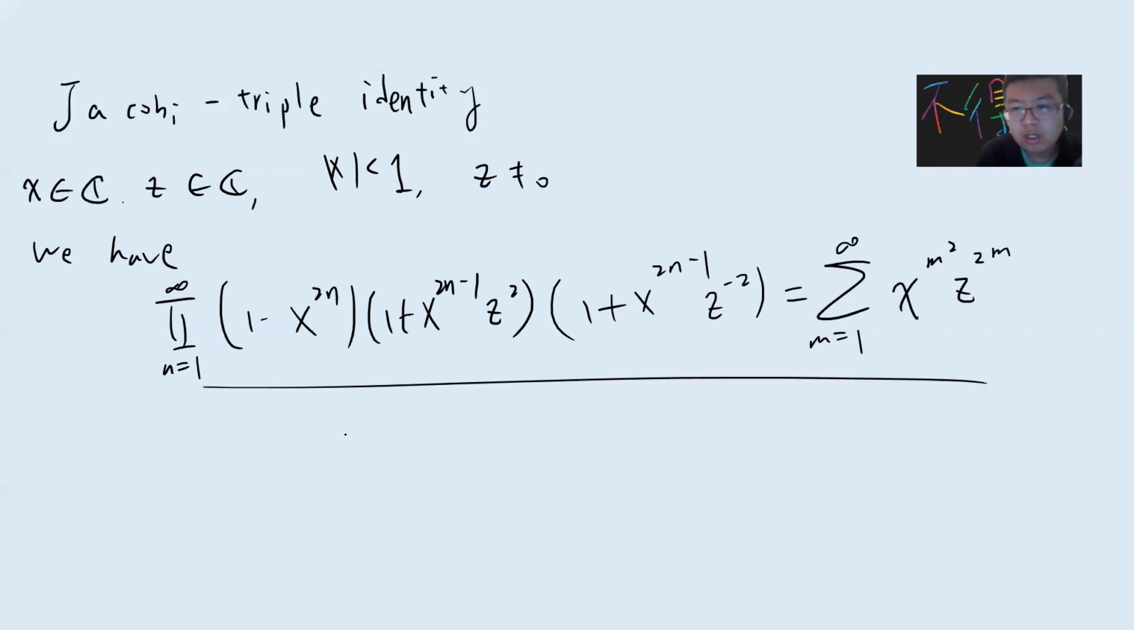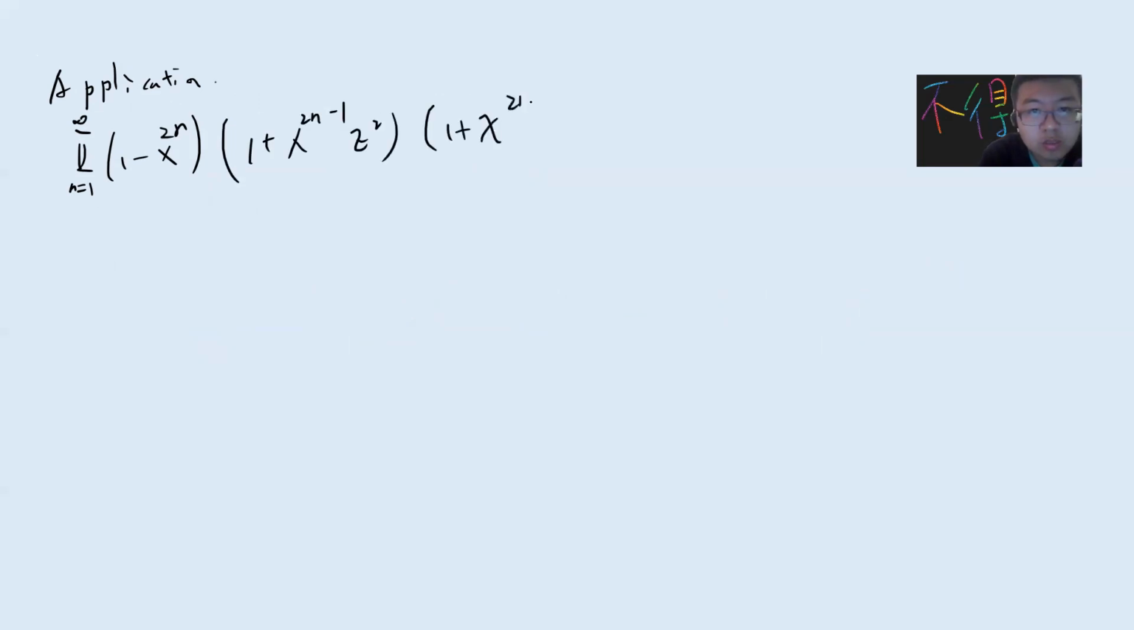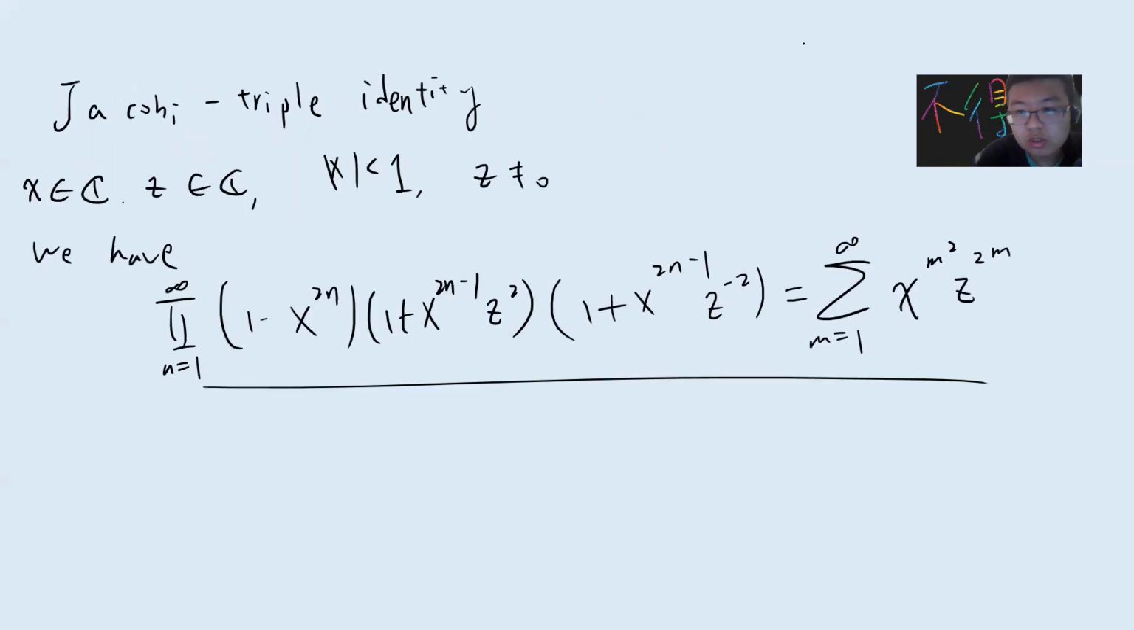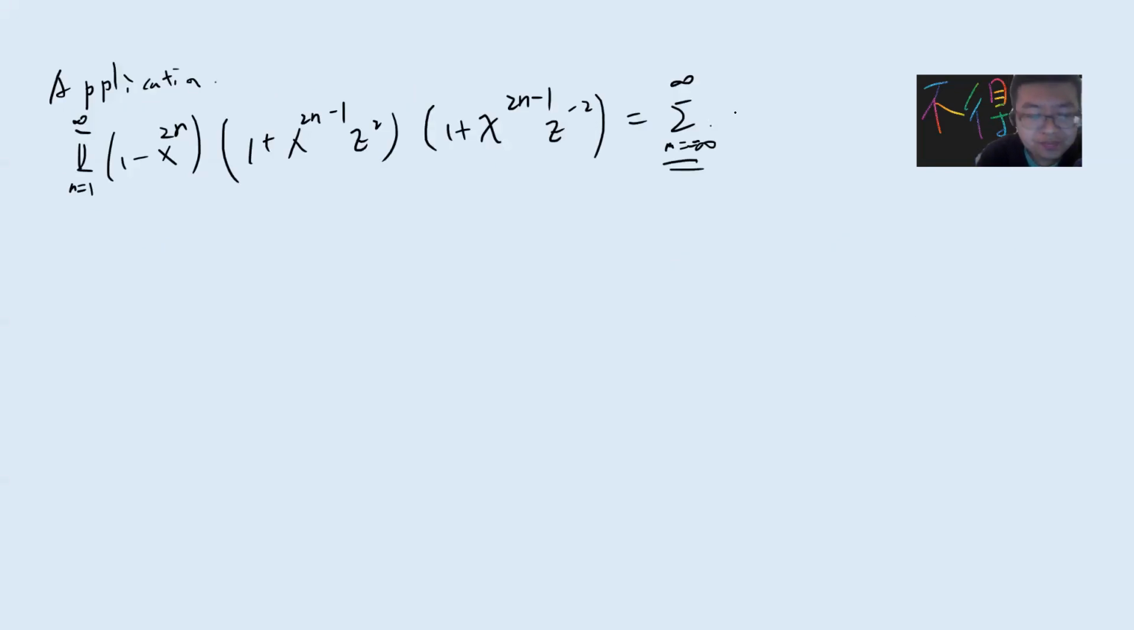Okay, so now let's see the applications. Simple applications. Let me just copy this: the product of (1 - x^(2n))(1 + x^(2n-1) z^2)(1 + x^(2n-1) z^(-2)) will be the summation over m from minus infinity to infinity. Sorry, I forgot about this; it is from minus infinity to infinity, of x^(m^2) z^m.